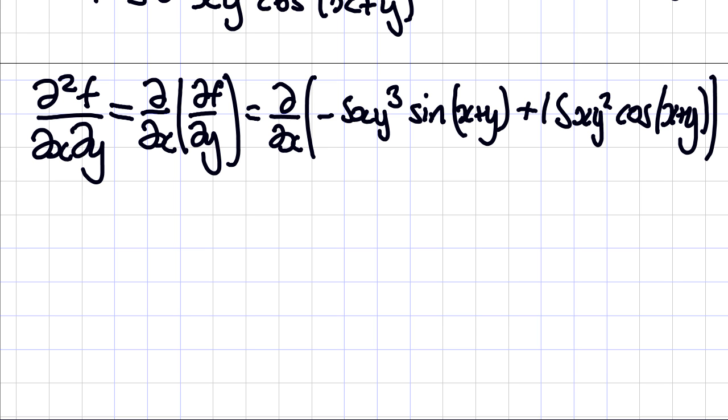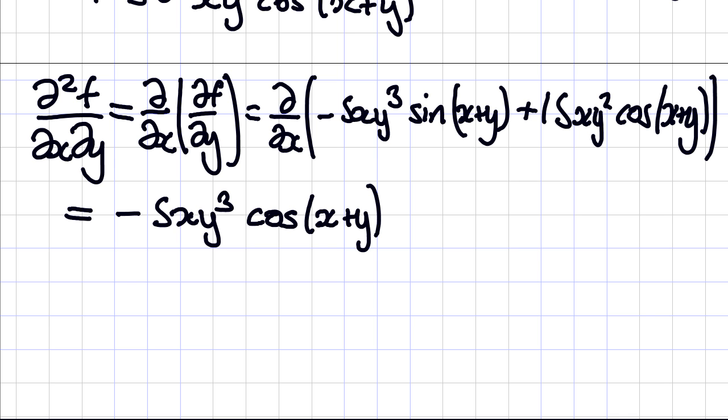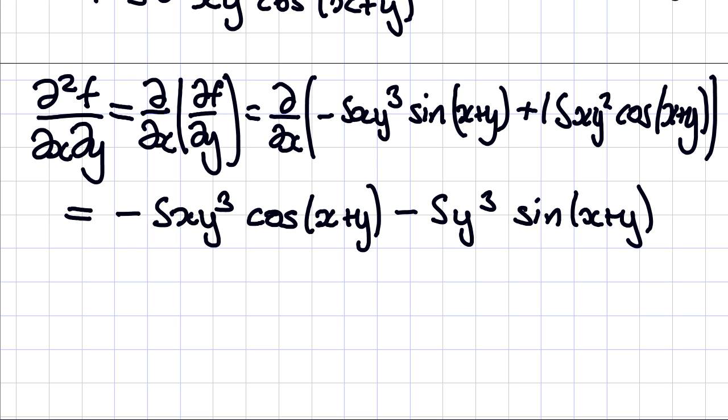And yet again, I'm going to have to use a product rule on both terms. So we start with the first term, minus 5xy cubed sine x plus y. So it's going to be u, minus 5xy cubed, dv dx, sine differentiates to cos x plus y. And then we have to do v du dx. So v is sine x plus y, and du dx is just minus 5y cubed. So that's the first term differentiated.